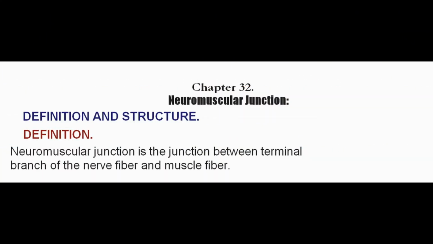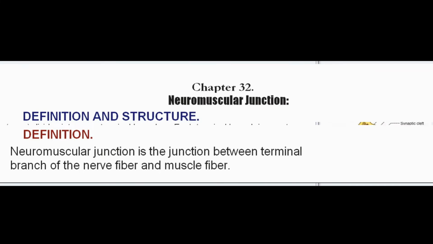Chapter 32. Neuromuscular Junction, Definition and Structure. Definition. Neuromuscular junction is the junction between terminal branch of the nerve fiber and muscle fiber.